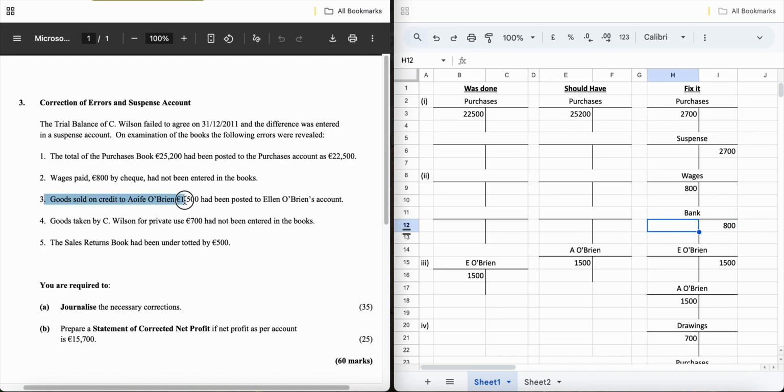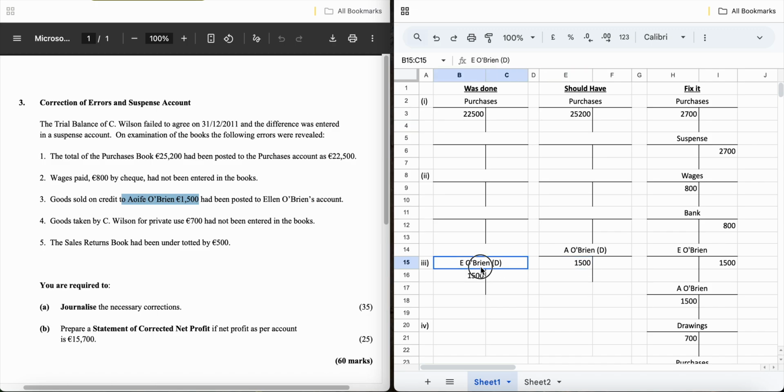Number 3, goods sold on credit to Eve O'Brien had been posted to Ellen O'Brien's account. So we sold goods on credit. When we sell something, sales go with debtors. Okay? So someone owes us money. Now, they put it in Ellen O'Brien's account. Grand, we'll put it in Ellen O'Brien. And Ellen O'Brien is a debtor. Debtors go on the left hand side because debtors are assets and they owe us more. What should have happened, it should have gone into Eve O'Brien's account, a different debtor, and we should have put that in, 1,500.